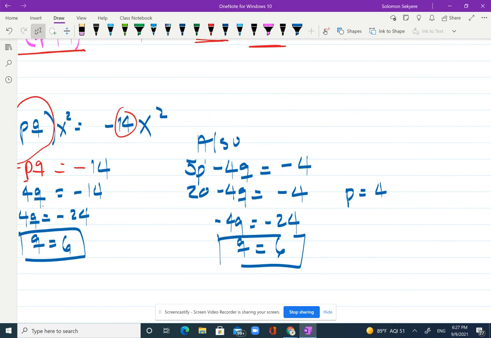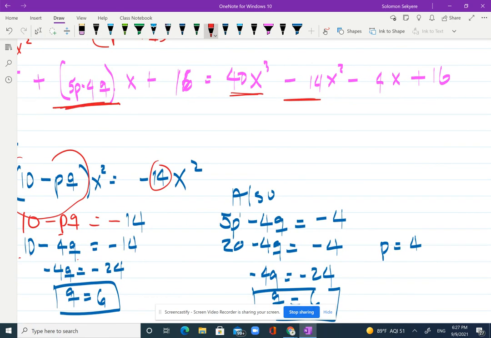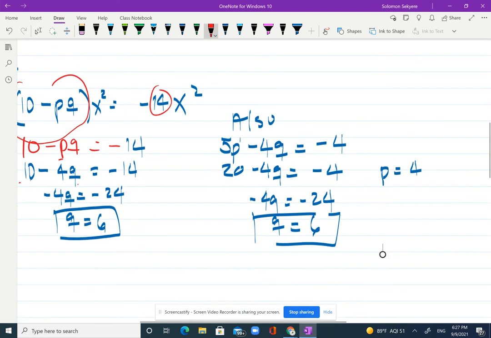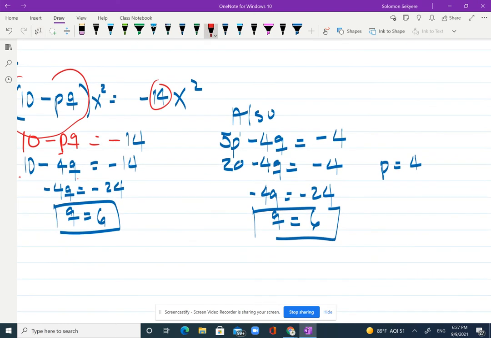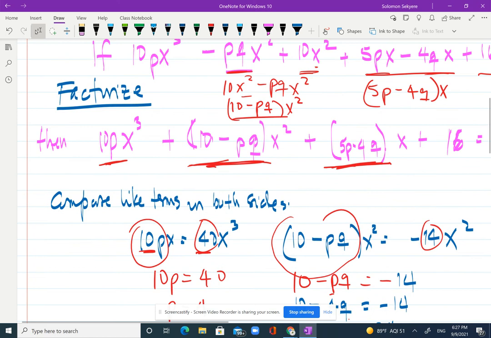Okay. We could have done the same thing. We could have also said that the 5p minus 4q here is equal to negative 4. See that? 5p minus 4q equals negative 4, and we can use that to solve for q again. Since p equals 4, if I put it in here, 5 times p equals 20. So 20 minus 4q equals negative 4. We solve it, we get the same answer, q equals 6. So we can use either equation to find q. And then our product is 24. So you see that?